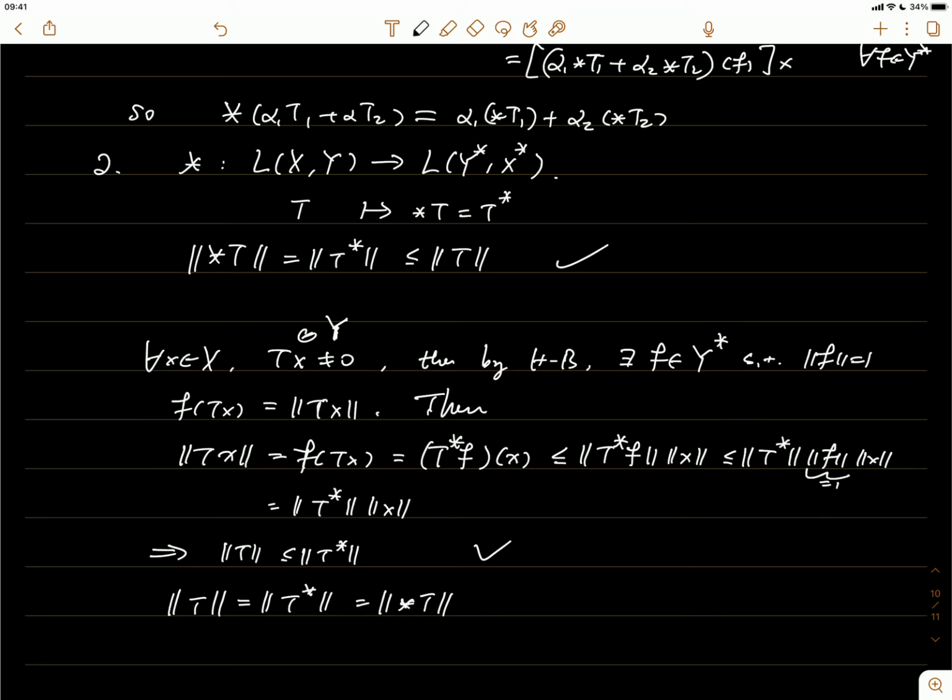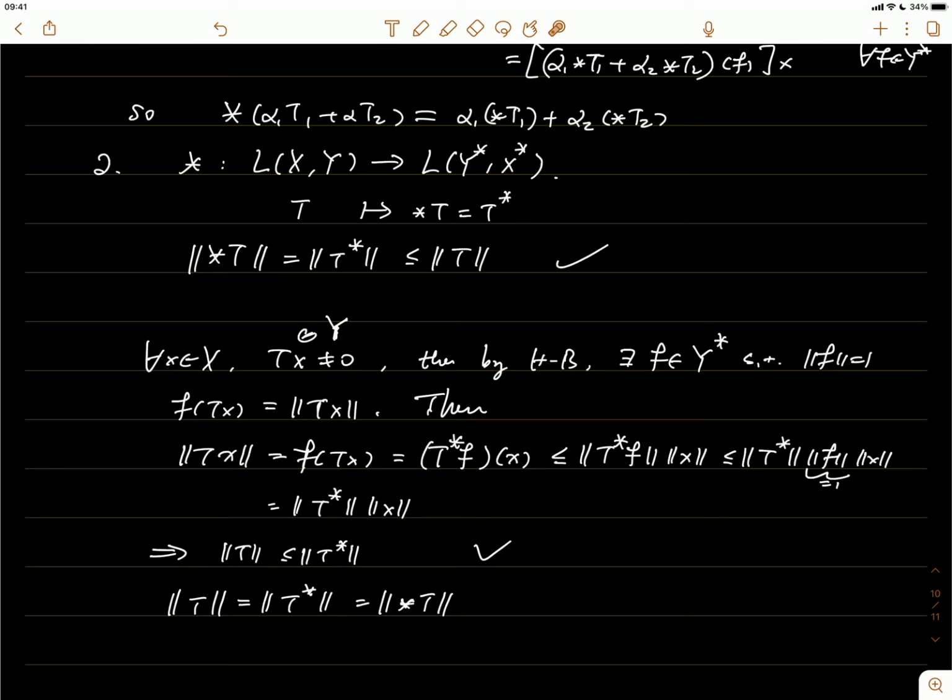So that means the norm is kept. We consider the mapping star as a mapping from any bounded linear operator T to its adjoint operator T star. The norm is kept. Okay? So this is the isomorphism. So this mapping from this space to this space is an isometric isomorphism.